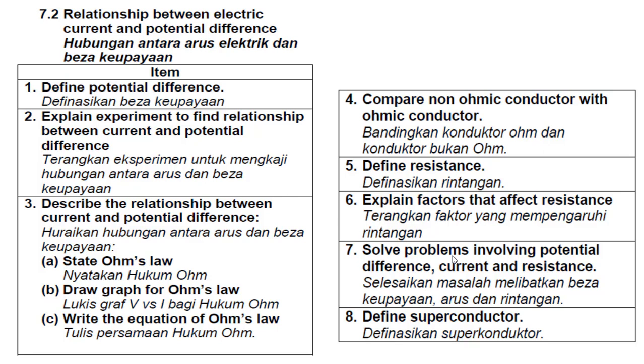The second one is we have to explain the experiment to find the relationship between current and potential difference. And then we have to describe the relationship between current and potential difference. You have to state Ohm's law. Okay, you have the new law, that is what we call Ohm's law. And then draw a graph for Ohm's law. Write the equation of Ohm's law.